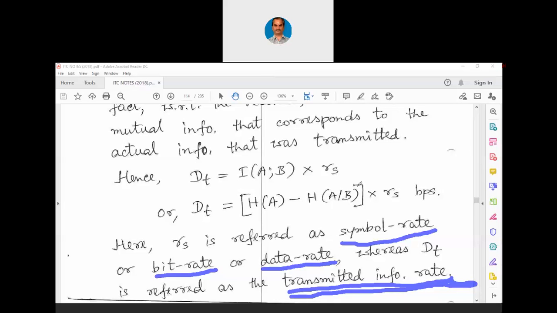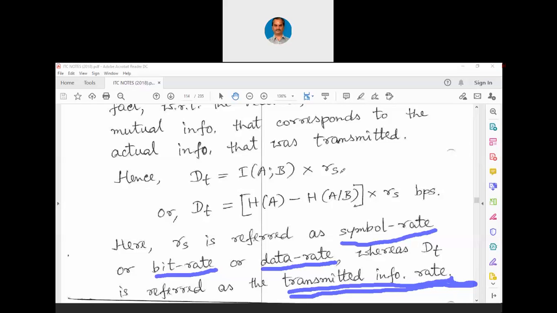So, let us say this Rs is 100 megabits per second, sorry, I should say not Rs. Earlier we had this symbol rate along with the entropy there. We had h of A into Rs. That h of A is replaced by I of A semicolon B. So let us say h of A into Rs was 100 megabits per second at the source. Now I of A semicolon B will be definitely less than h of A.